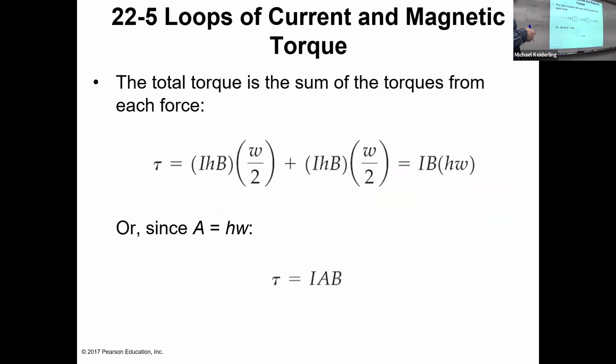So the torque is current times height times magnetic field times width over 2 plus current times height times magnetic field times width over 2, which is current times magnetic field times height times width. And because area is height times width, torque is current times area times magnetic field when it's flat. And then there's a sine that ends up in that. In that particular image, that was 90 degrees.